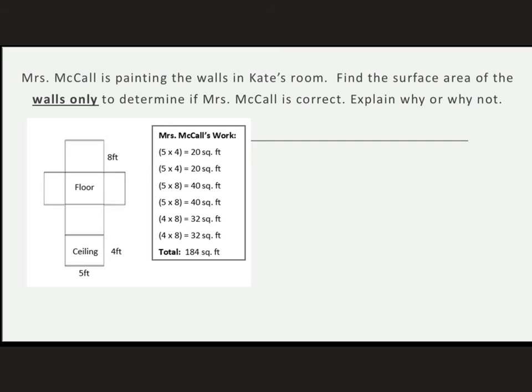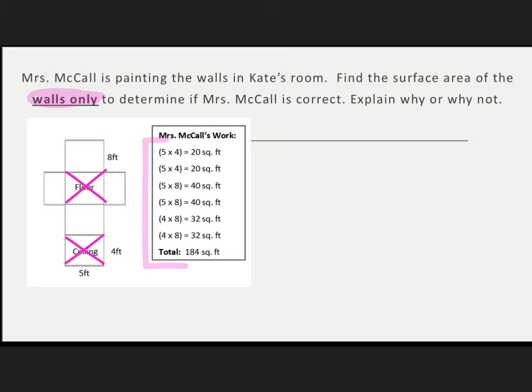Now the issue is, in the problem they told us we should only be painting the walls. If you take a look, Mrs. McCall did all 6 of the walls, including the floor and the ceiling. So this is partial surface area. We should have actually crossed out the floor and the ceiling. We're not going to paint those. We need to show the correct work.